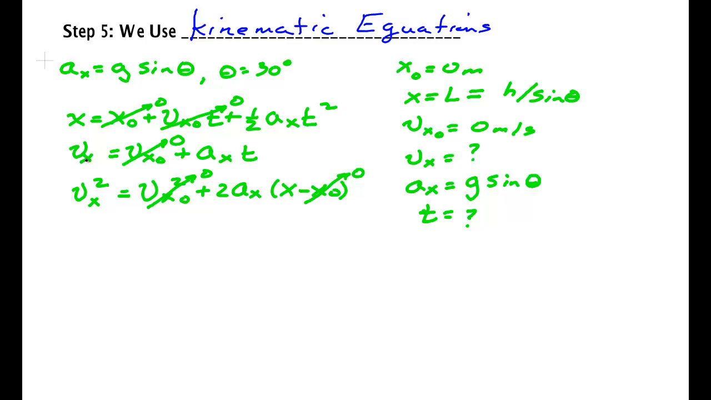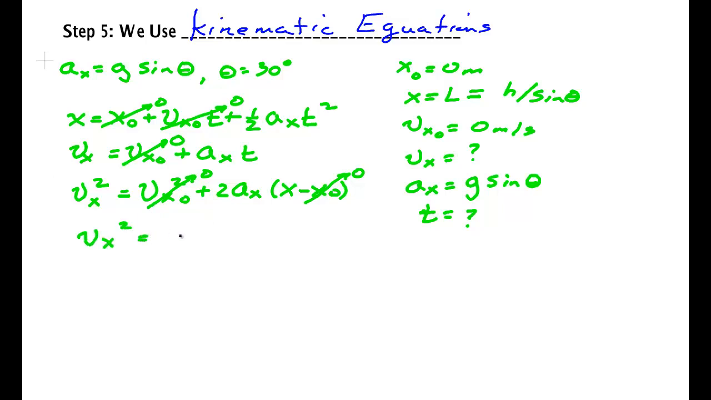But we're going to look for something simpler. Here, I'm looking for Vx. I've got 2 and ax, which I know, and Lx, which I know, so everything here I know except Vx, which is what I want to solve. So this is the simplest, easiest direct approach to attacking the problem, is to solve this equation. So I'm going to do that.